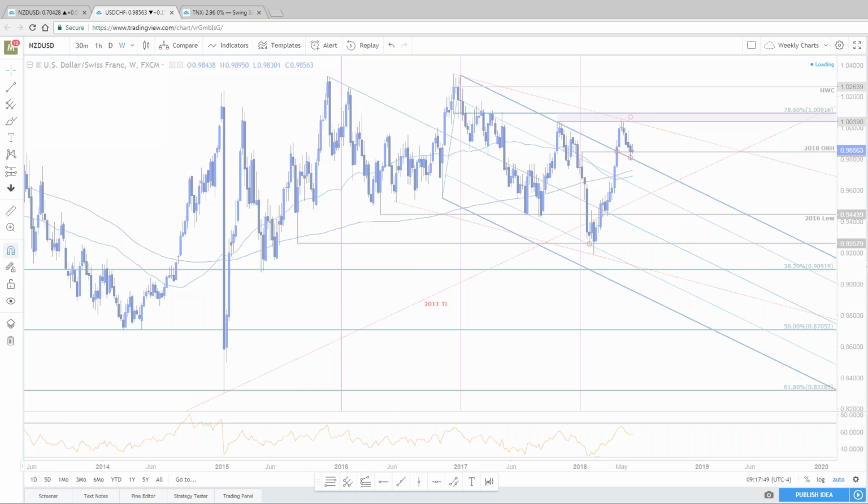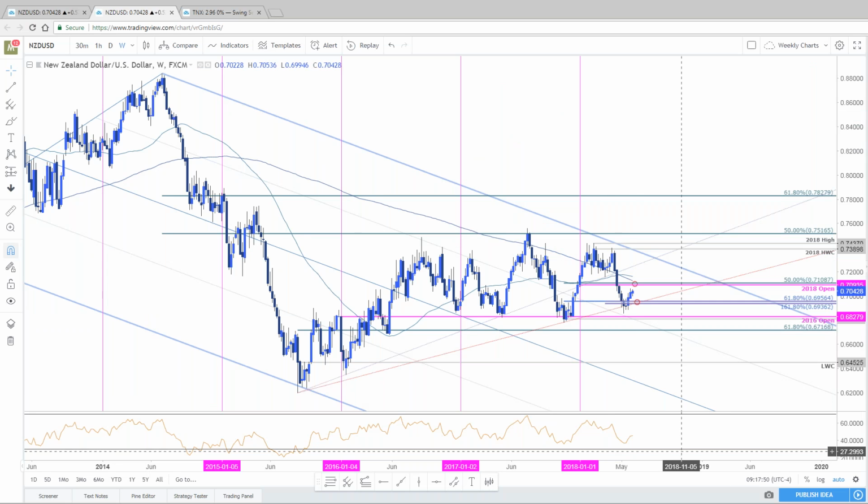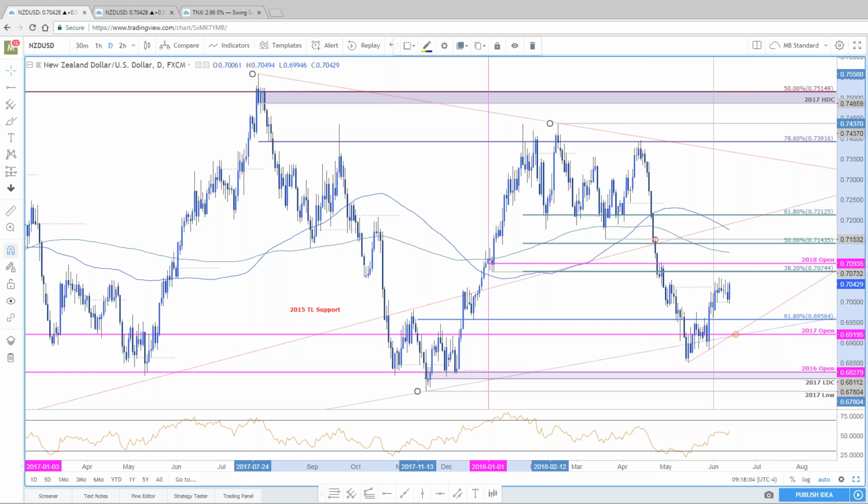Here's Kiwi on the weekly charts. It kind of broke below support, didn't really do much, dangled a little bit. So I think you could see a little bit more upside. Again, low conviction. Just wanted to highlight that for you.